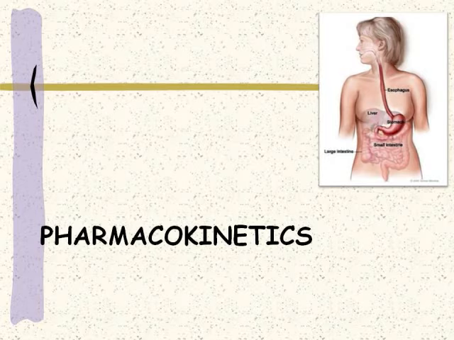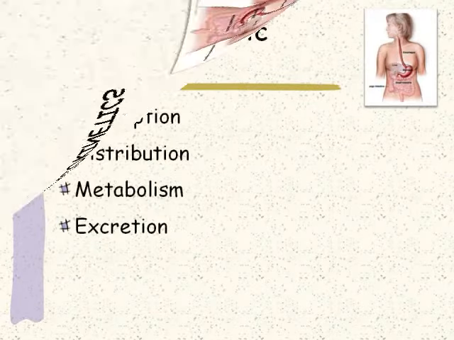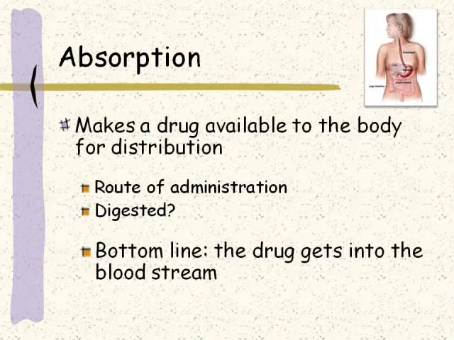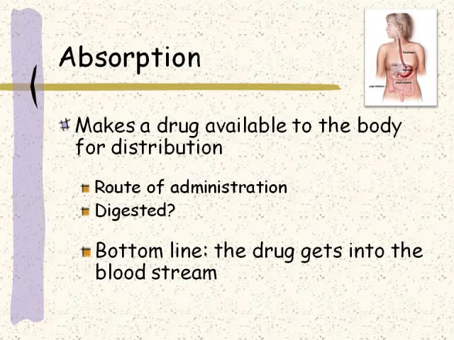Pharmacokinetics. This is a branch of pharmacology, and again, it deals with determining the movement of drugs into and out of the body. The pharmacokinetic processes include absorption, distribution, metabolism, and excretion. Absorption. This is the process by which a drug is made available to the fluids of the body for distribution.